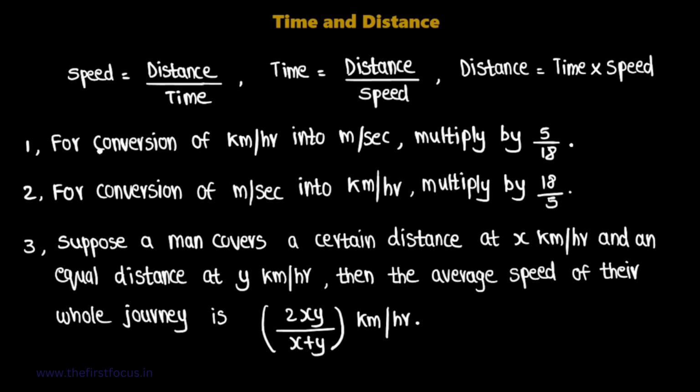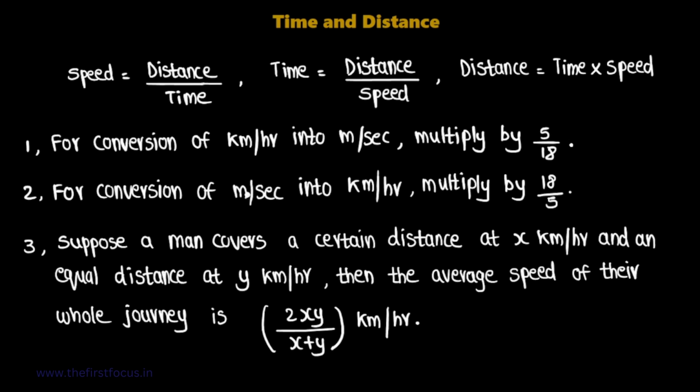The first formula is for conversion of kilometer per hour into meter per second: we have to multiply by 5 by 18. How does this 5 by 18 come? 1 kilometer is equal to 1000 meter. 1 hour is equal to 3600 seconds. 1000 divided by 3600, on simplification, we get 5 by 18. So for conversion of kilometer per hour into meter per second, we are multiplying by 5 by 18.